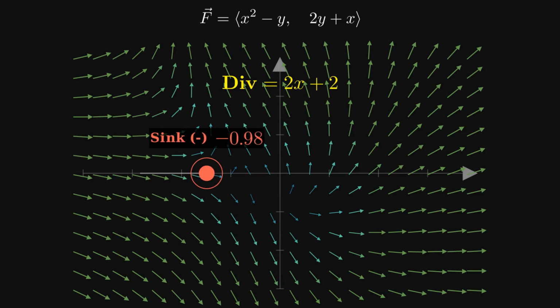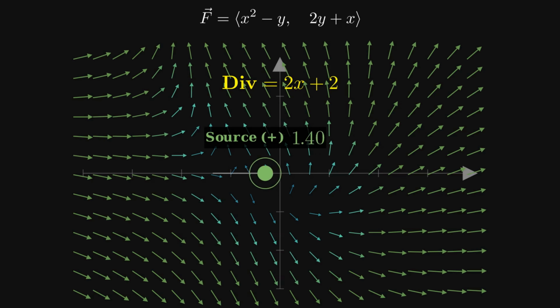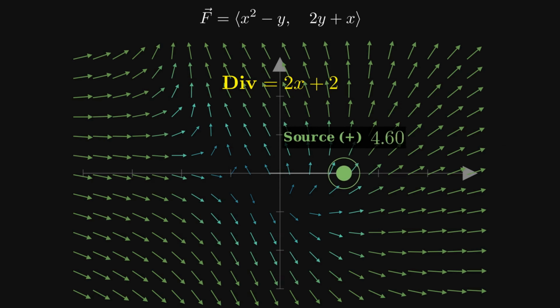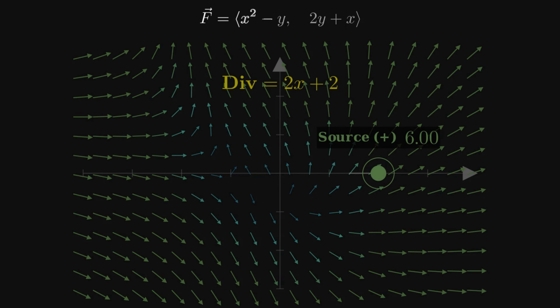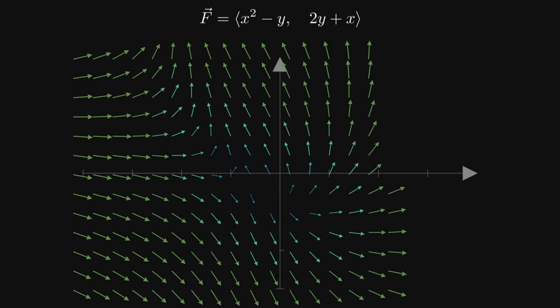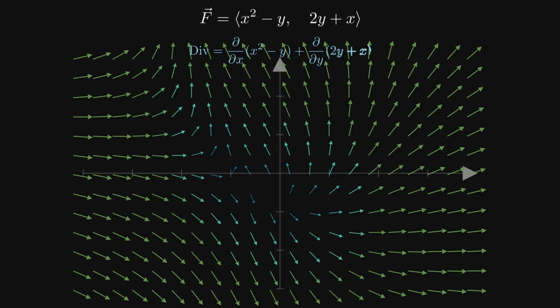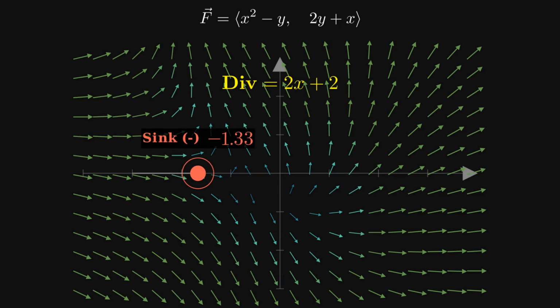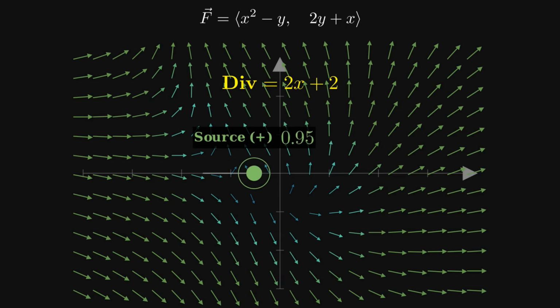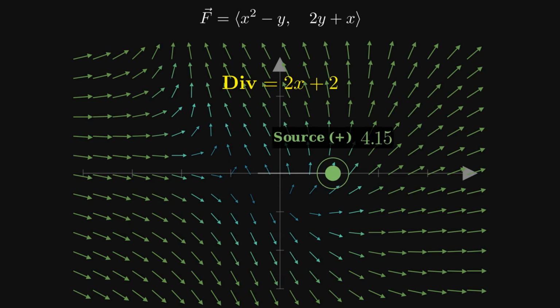Let's test it. On the left, our scanner turns red, a negative divergence or sink, where the field collapses inward. As we cross the center, we hit 0, perfect equilibrium. But moving right, the scanner glows green, a positive source, proving that in this region the field is actively expanding.